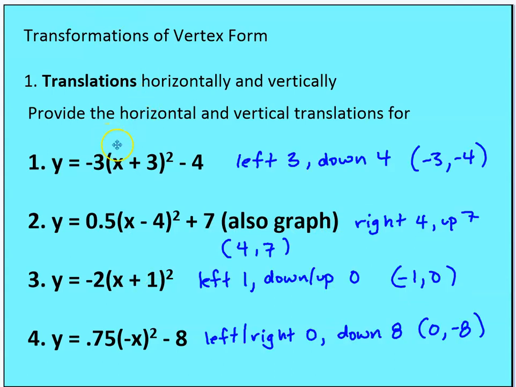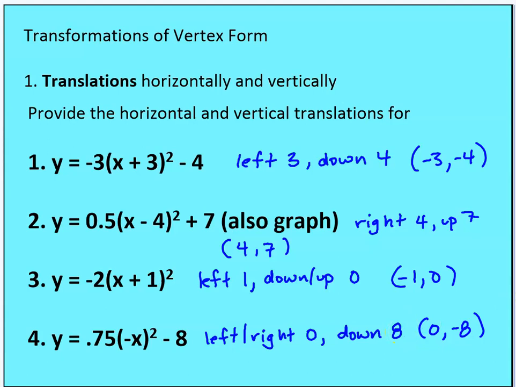Okay, so for the first one, we have left 3, down 4. For number 2, we have right 4, up 7, so vertex (4, 7). The vertex for number 1 is (-3, -4). For number 3, we have left 1, and if there's nothing stated here, either in or out, then it's going to be 0. So down or up is going to be 0. My vertex is (-1, 0). For number 4, it's going to be left or right 0, and then down 8.